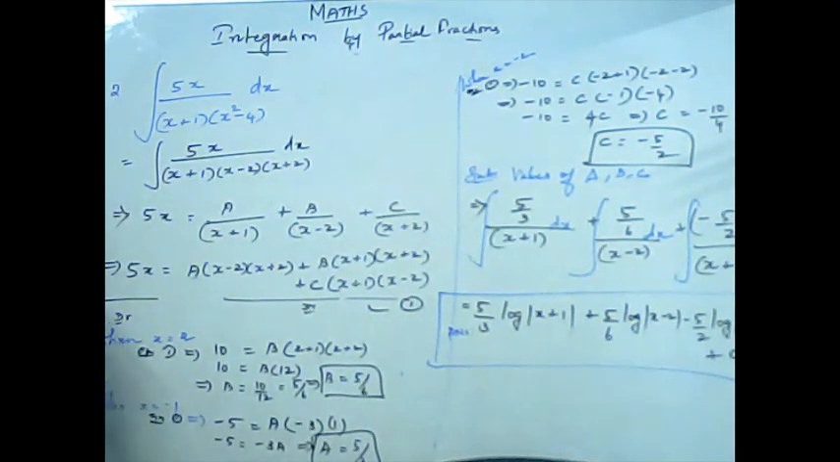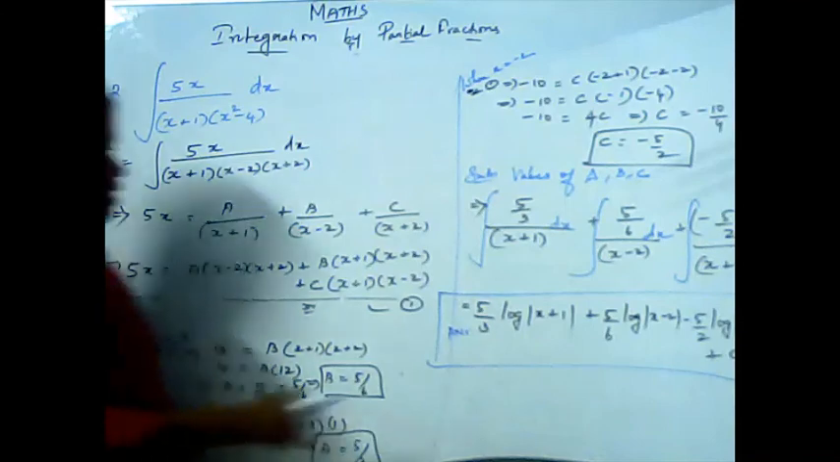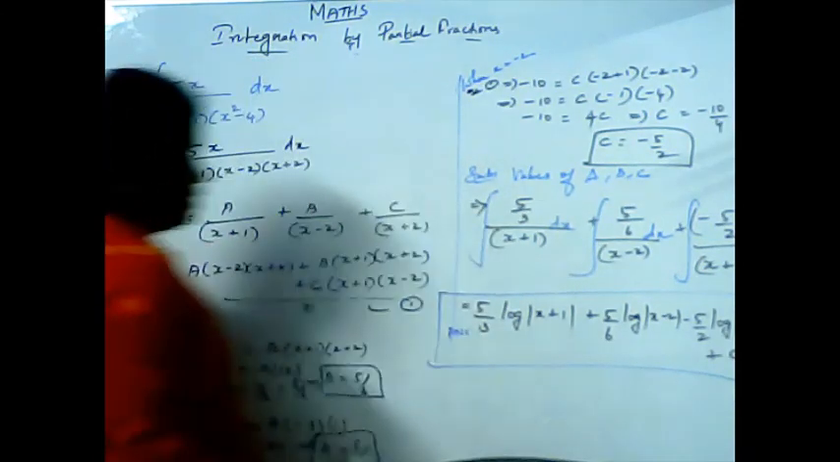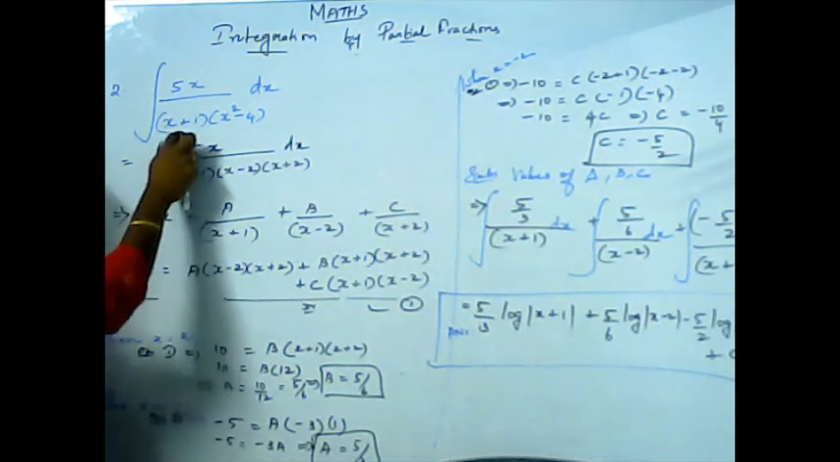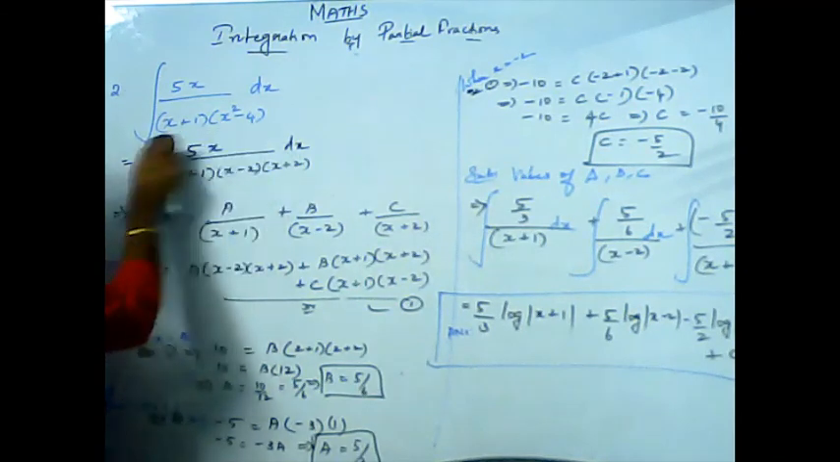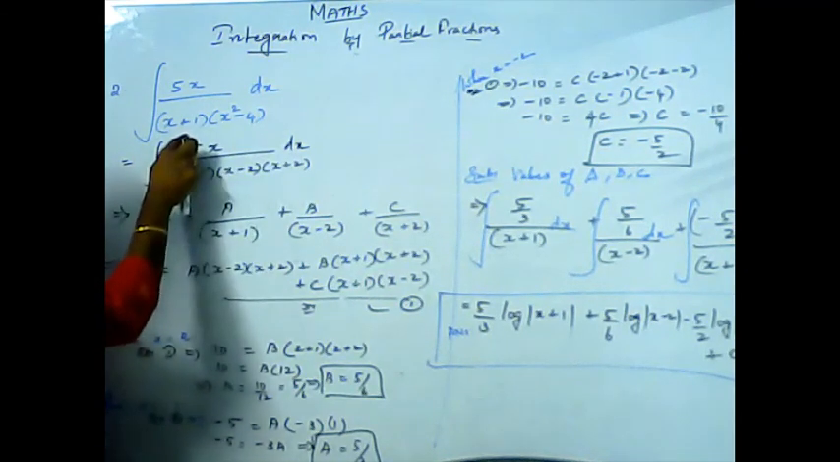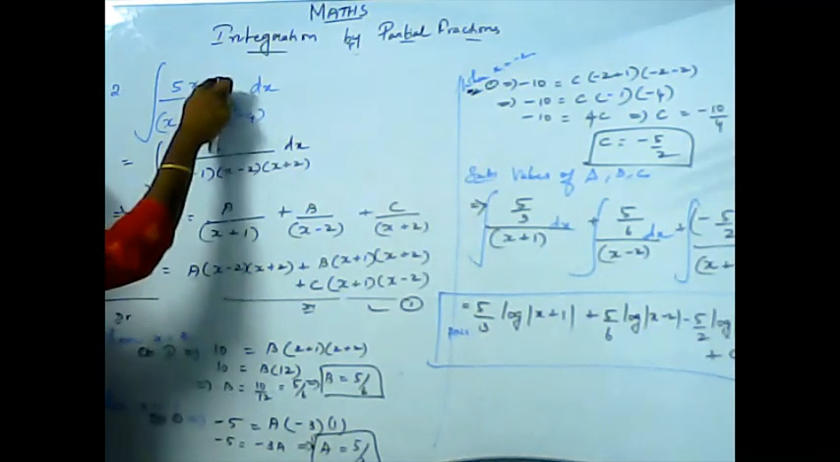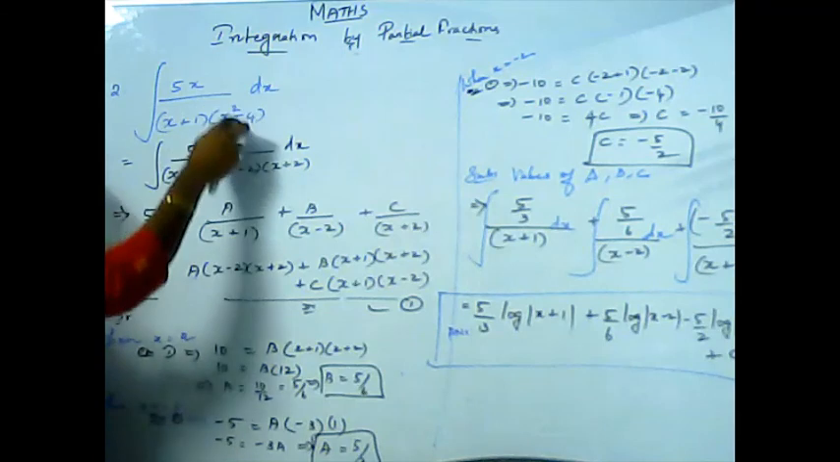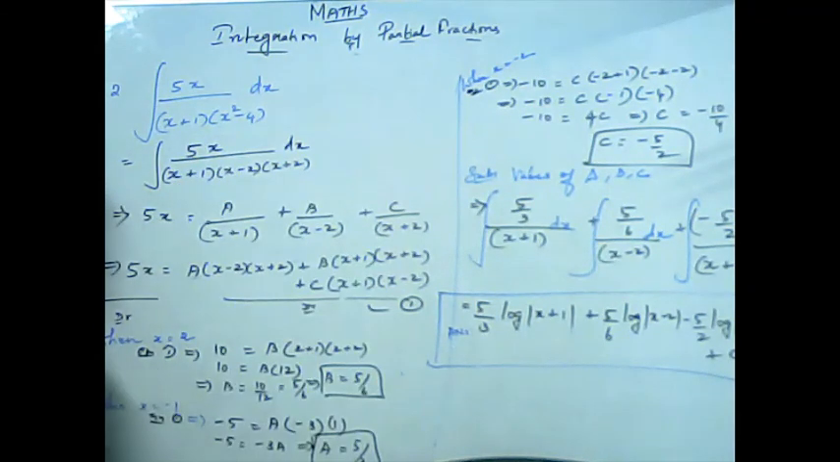Log a plus log b plus log c can be rewritten as log of a into b into c. That way also you can write the answer, or it can be done with this also. So these are the ways you can apply the integration with the partial fraction method. Partial fractions strike when you have the denominator in the form of factors and the numerator, like 5x, is of the form px plus q. Then you have to apply these rules.